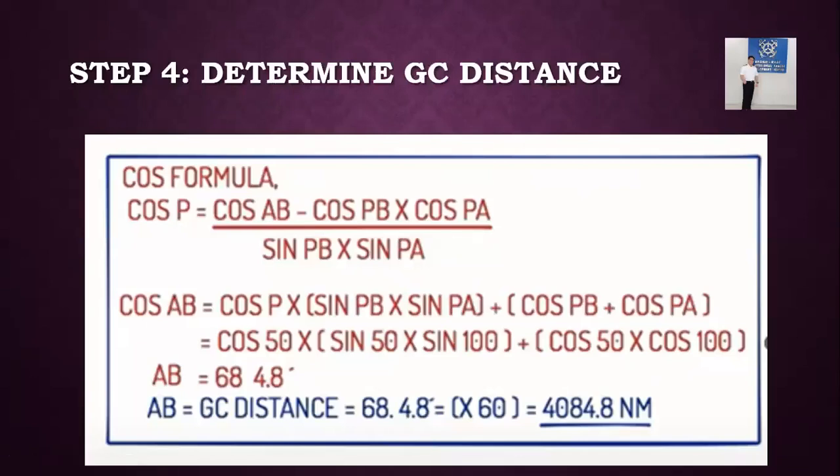And here is the cosine formula. You may screenshot. The cosine formula for great circle is: cosine P equals cosine AB minus cosine PB times cosine PA, over sine PB times sine PA. Cross multiply, and you will get cosine AB, because AB is your great circle distance. So we have to find AB, which equals cosine P times sine PB times sine PA, plus cosine PB times cosine PA. You will get a great circle distance of 68 degrees 4.8 minutes. Multiply it by 60, and you get a great circle distance of 4,084.8 nautical miles. Now we have solved for the great circle distance.